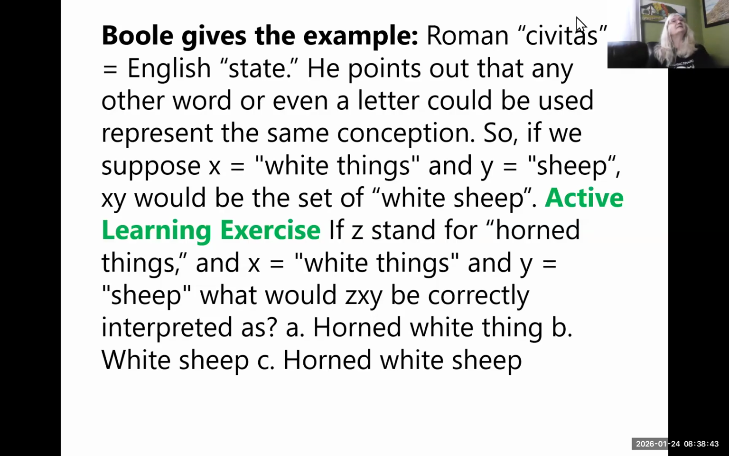So he's thinking about categories here, but we're going to try to apply this to propositional logic. He says, look, we can use X to mean white things and Y to mean sheep. So XY would be the set of white sheep. Now, active learning exercise, I want you to think. If Z stands for horned things, and X equals white things, and Y equals sheep, which of these would be the correct interpretation of ZXY? A, horned white thing, B, white sheep, or C, horned white sheep?